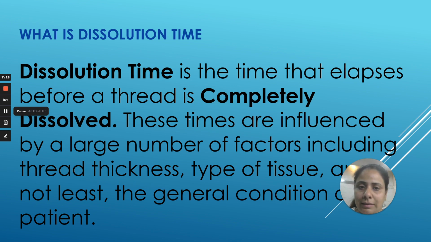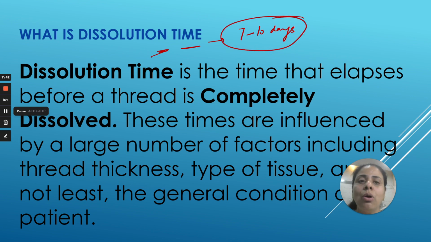These times are influenced by a large number of factors, including thread thickness and type of tissue. You have to remember one thing: the dissolution time should not be confused with the time that you want to keep your suture material inside the oral cavity. Suppose you want to keep it for 7 to 10 days. The suture will not get resorbed in 7 to 10 days. This is important information to keep in mind before selecting any kind of suture.